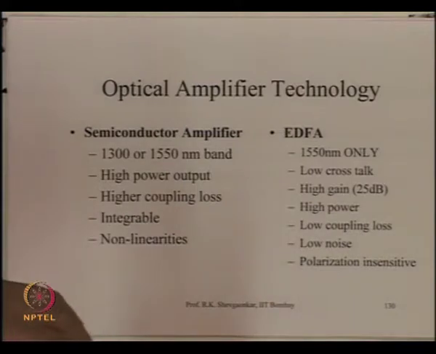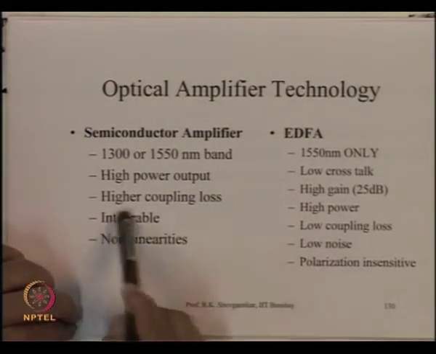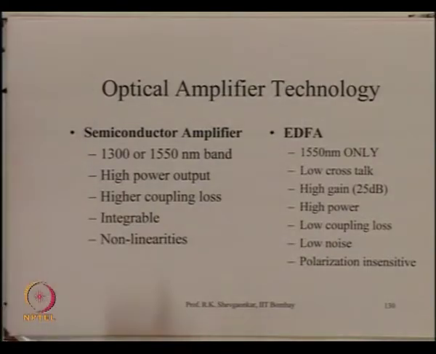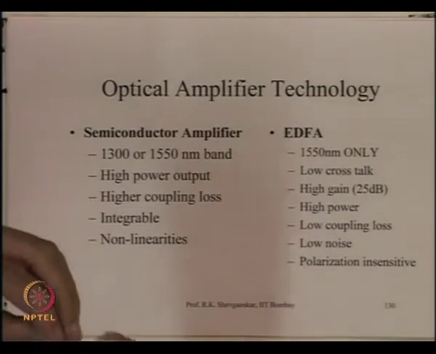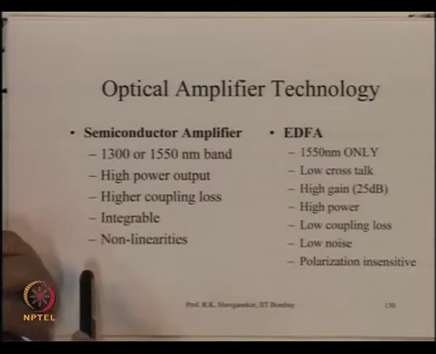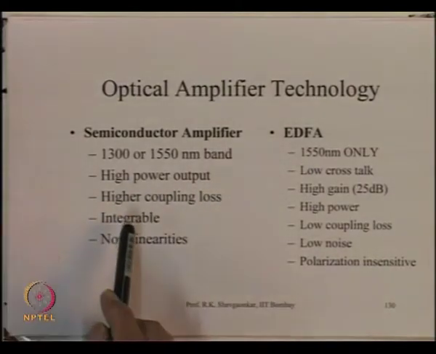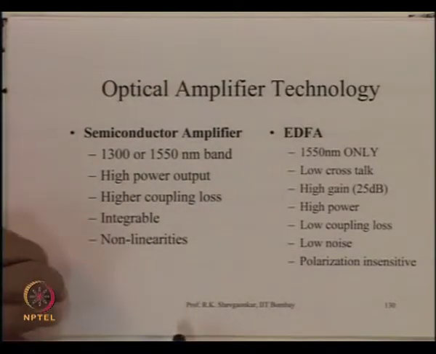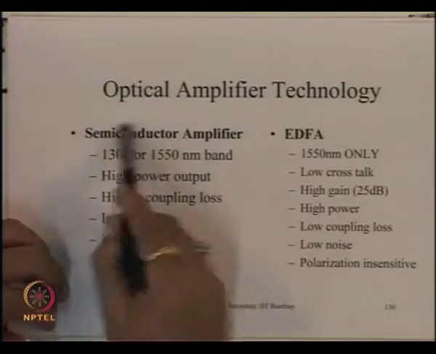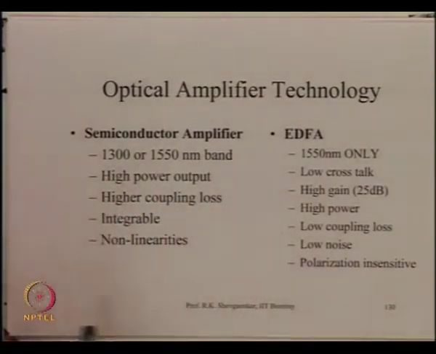But the biggest problem of semiconductor amplifiers is that they have a higher coupling loss. The signal is coming from the optical fiber, and it has to be launched inside the semiconductor amplifier. After amplification, the signal has to be coupled back into the optical fiber, and that gives you a significant loss. So a semiconductor amplifier has a higher coupling loss from fiber to the amplifier and from amplifier to the fiber. This is integrable because it is an electronic semiconductor device, and this amplifier also has high nonlinearities.